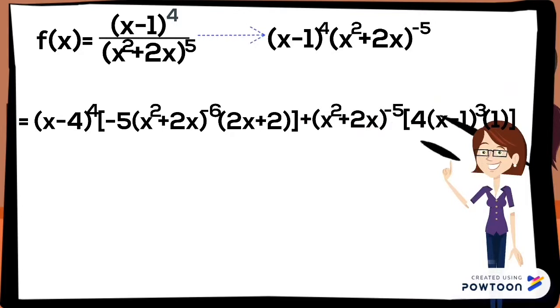applying chain rule. Bring down -5, copy x^2 + 2x, subtract 1 from the exponent. -5 minus 1 is -6. Multiply it to the derivative of the inside, which is equal to 2x + 2.